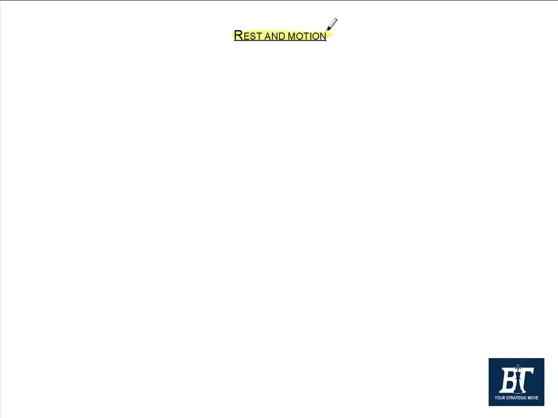Let me ask you a question. If you are traveling in a car, are you at rest or in motion? Let me ask you another question. When you are traveling in a car, you see trees going past you. Are those trees at rest or are they in motion? To answer these questions, we have to first understand how we define rest and motion. There is no meaning of rest or motion without the observer. Nothing is in absolute rest or in absolute motion.